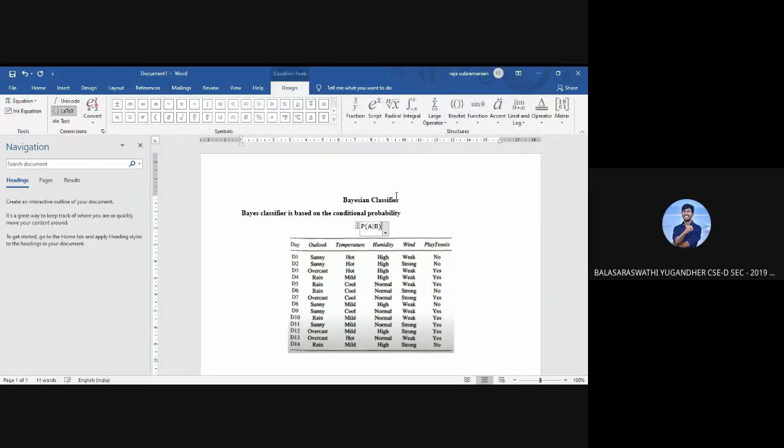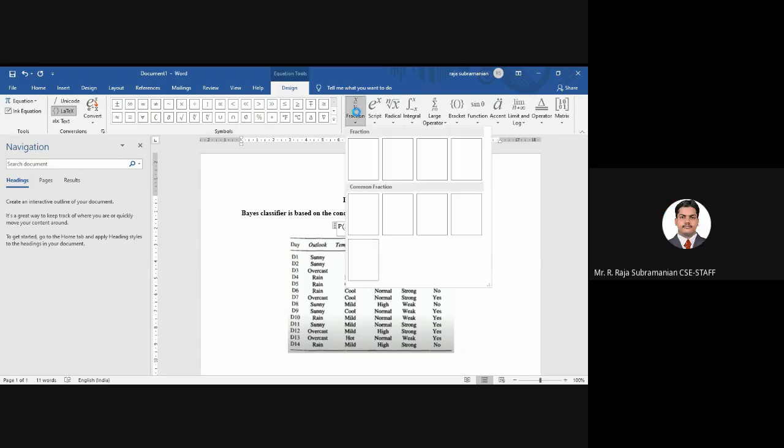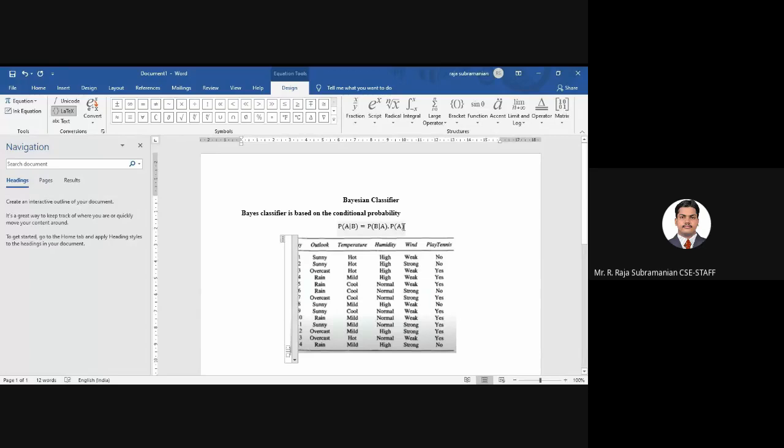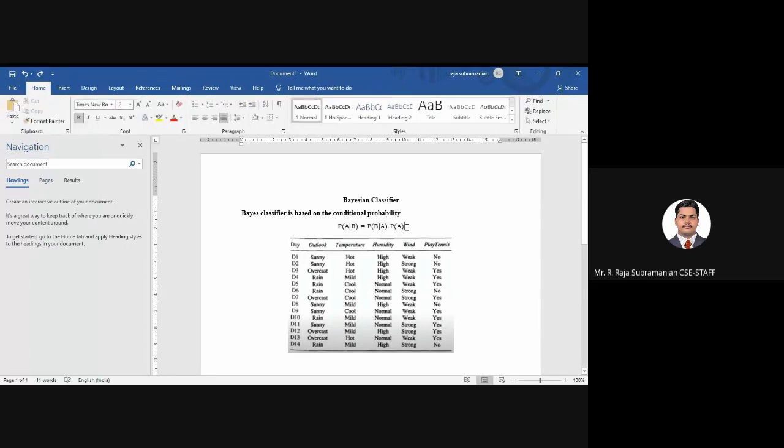P of A given B will be equal to P of B given A into P of A divided by P of B.